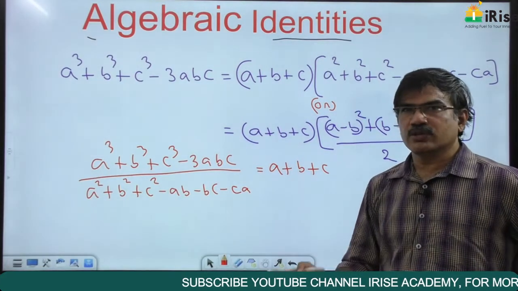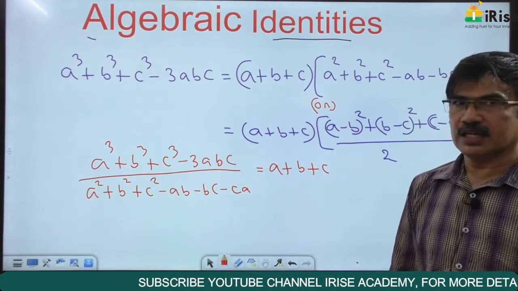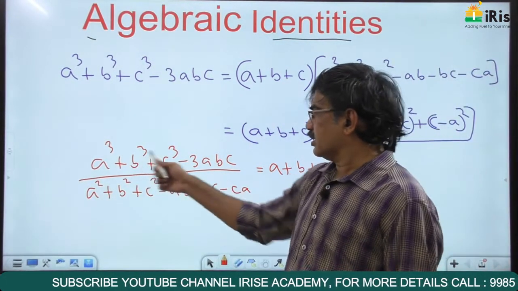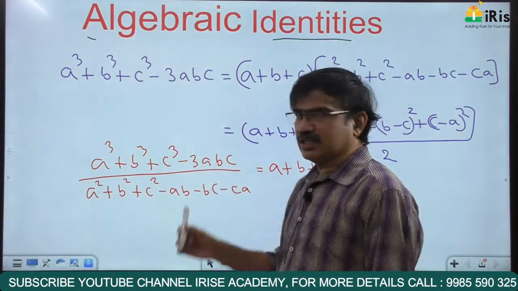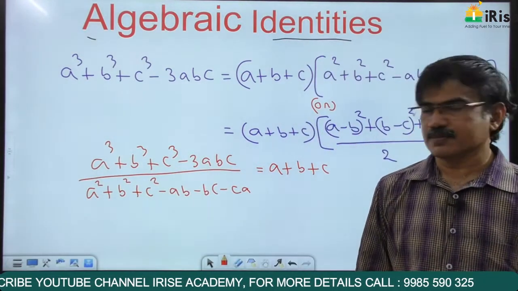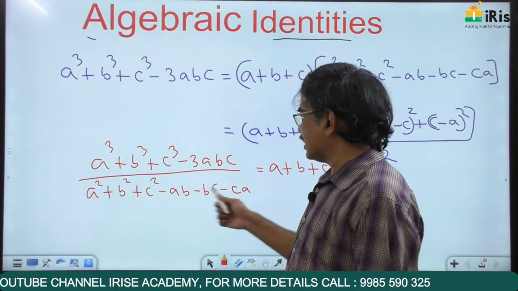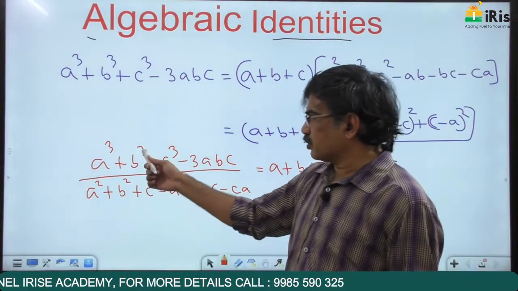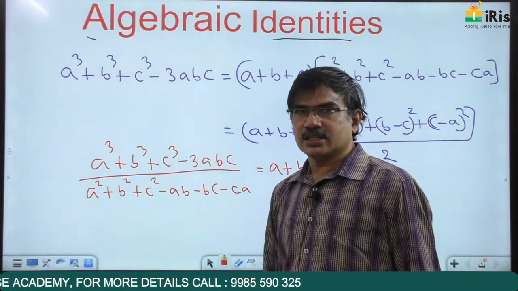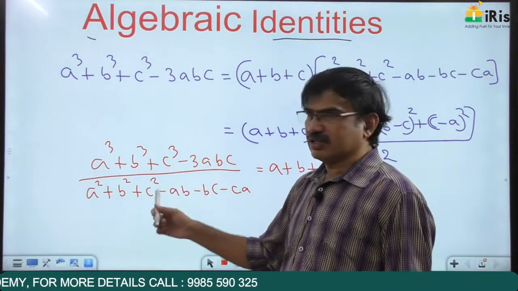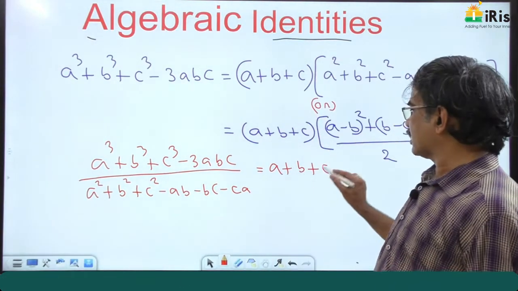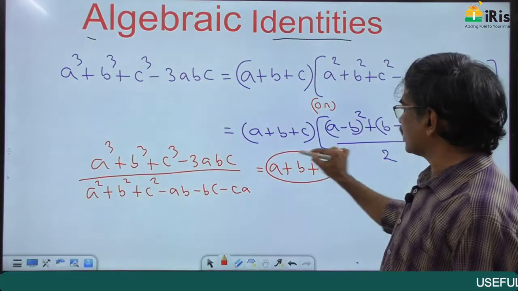This by this total is nothing but A plus B plus C. Here some questions will be given according to the order also, we can get the answers. Actually the numerator is a third degree expression, the denominator is a second degree expression. If a third degree expression is divided by a second degree expression, if it is divided exactly, the quotient is always a first degree expression. So this is a first degree expression.